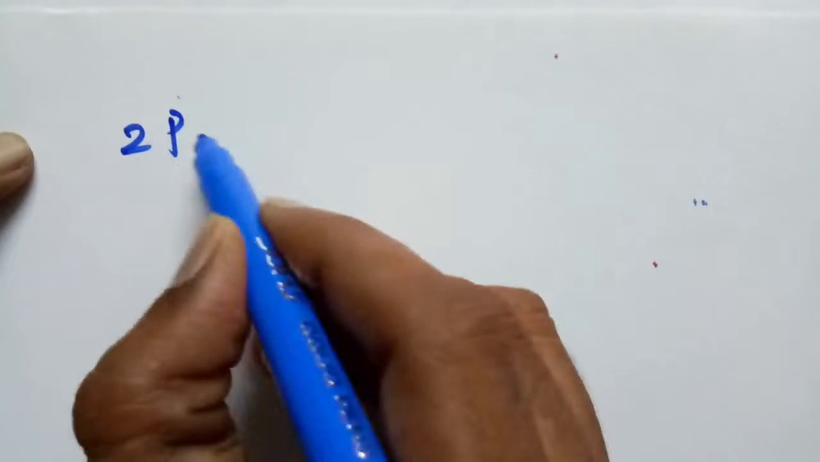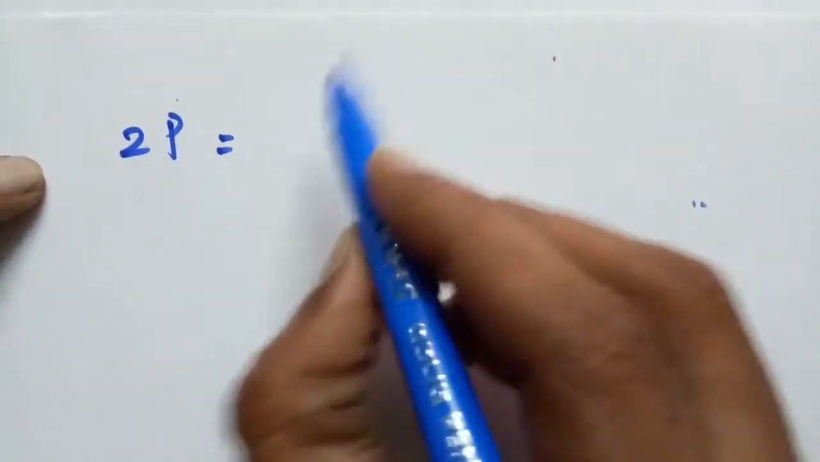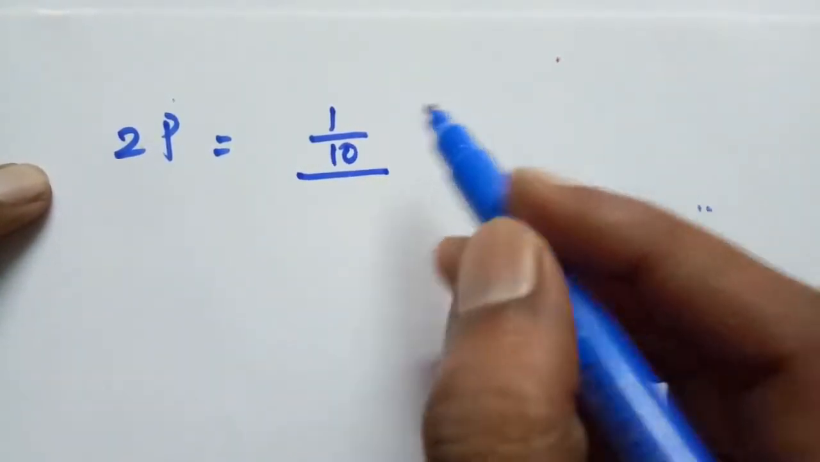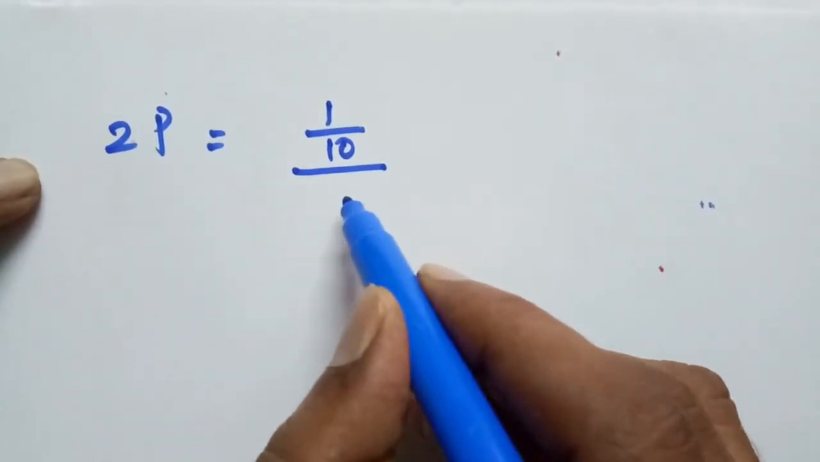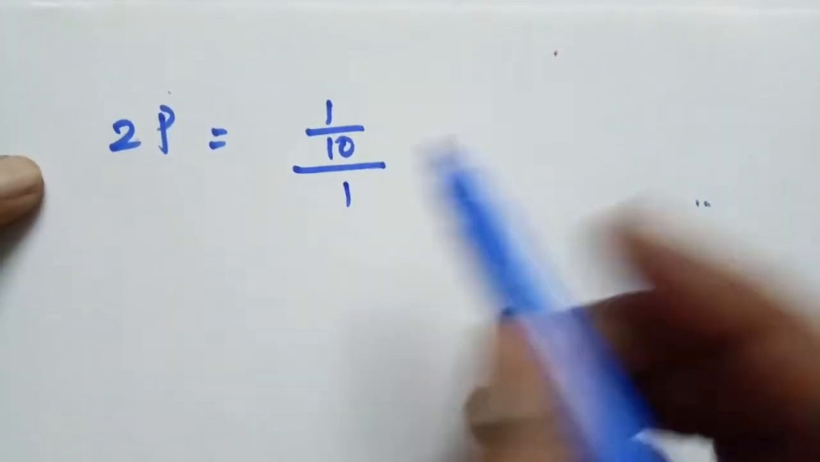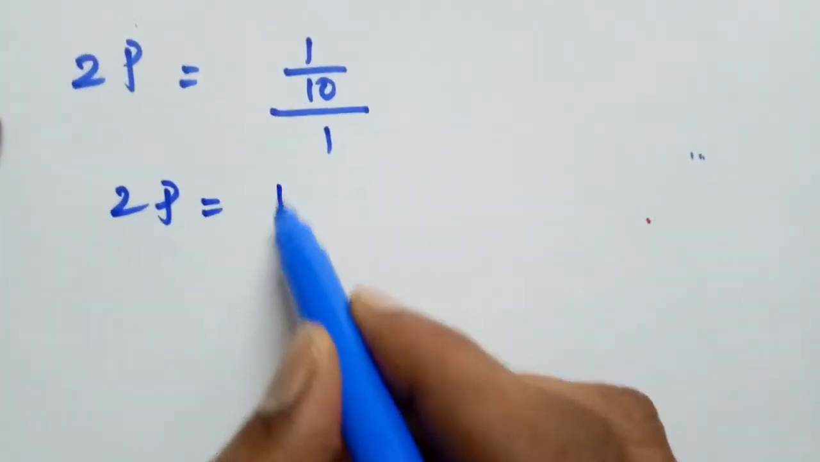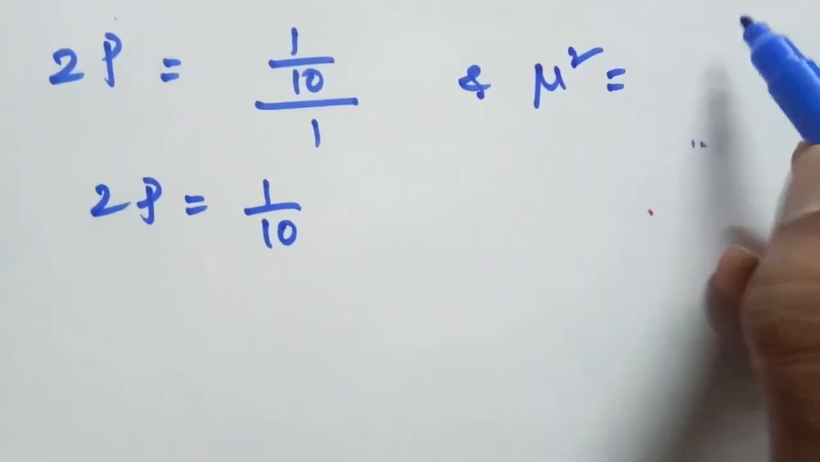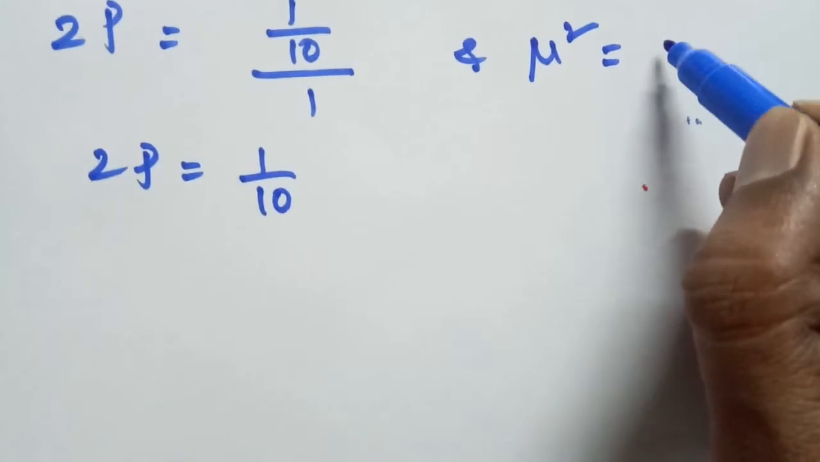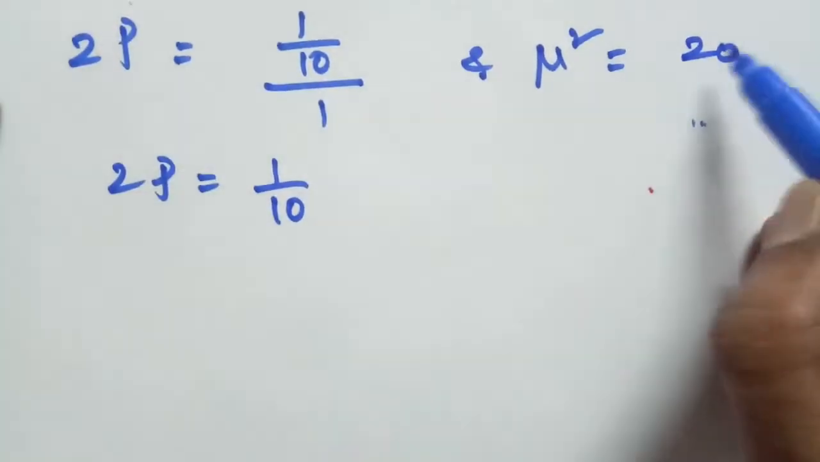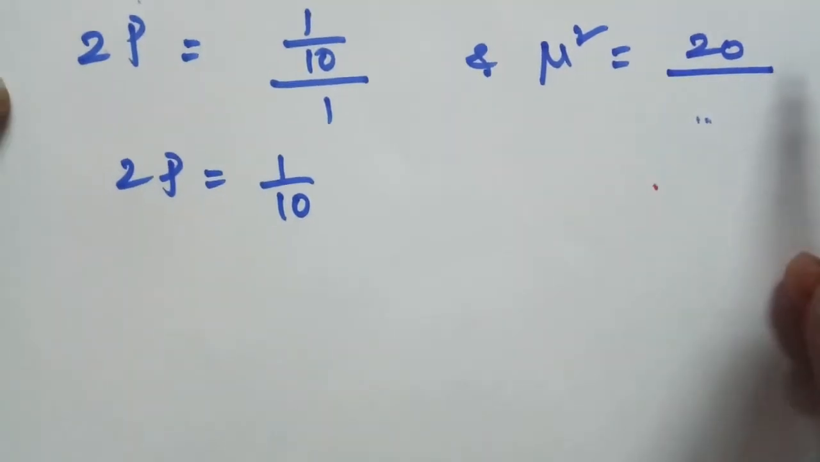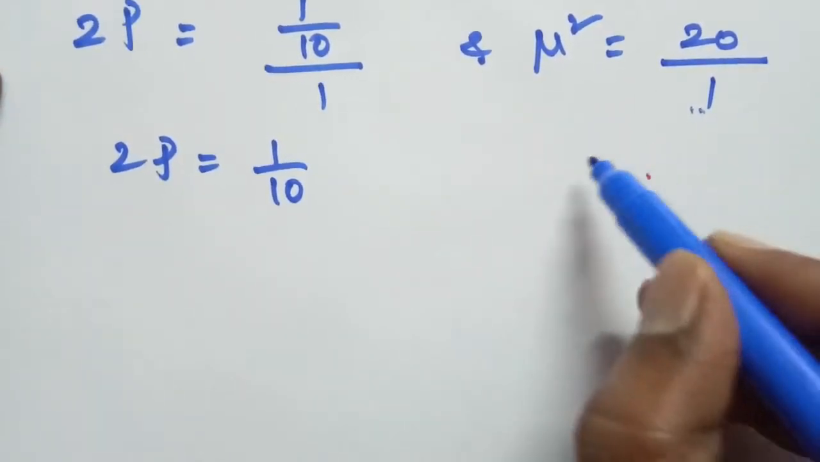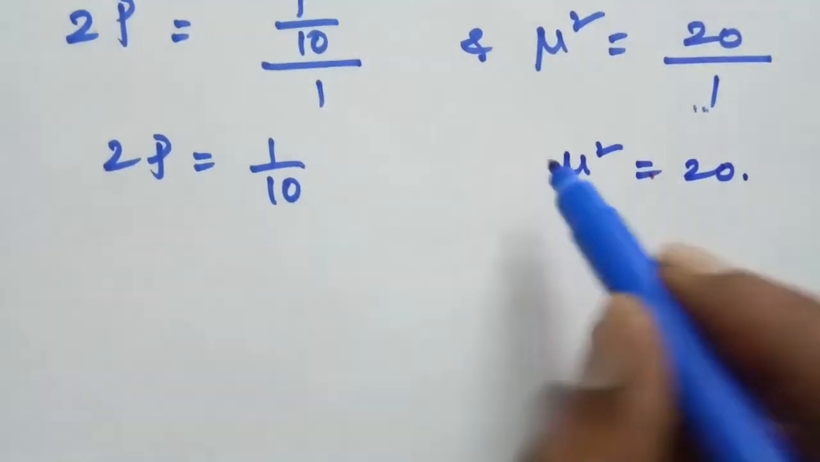Now 2p is equal to lambda by m. Lambda is given as 1 by 10, m is equal to 980 by 980, that is 1. Therefore 2p is equal to 1 by 10, and mu square is equal to k by m. The k value we found out is 20 grams per centimeter. Mu square is equal to 20 by m, m is equal to 1. Therefore mu square is equal to 20.